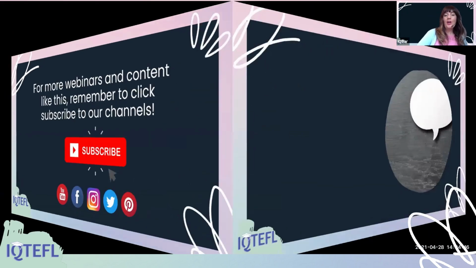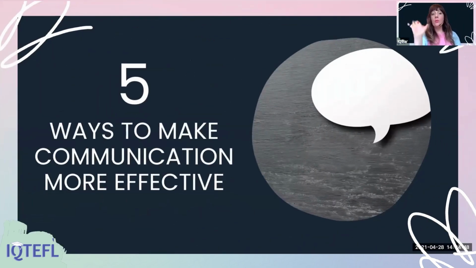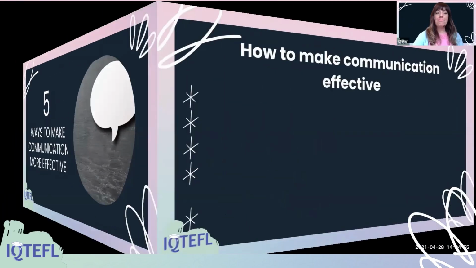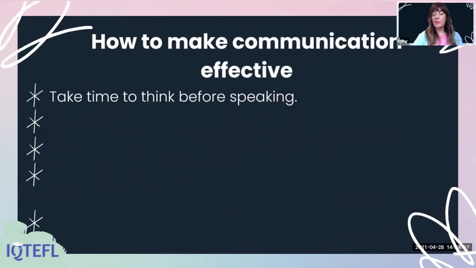Okay, so moving on, let's look at 5 ways that we can make communication more effective. We've said why it's important. How do we make it effective then? Take time to think before speaking. So just like we said before, if you need to take that step back, do so.